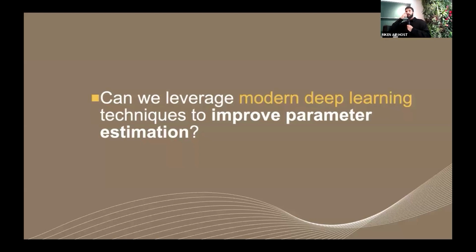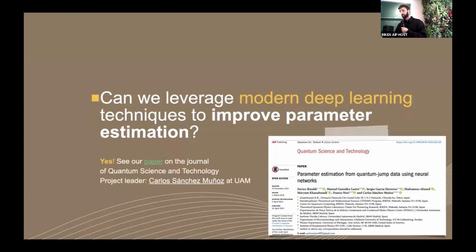So the question we ask here with this introduction is, can we use machine learning, or deep learning in particular, to improve the task of parameter estimation specifically for this type of system? And the answer is yes. We recently published our study benchmarking our deep learning method in the journal Quantum Science and Technology.